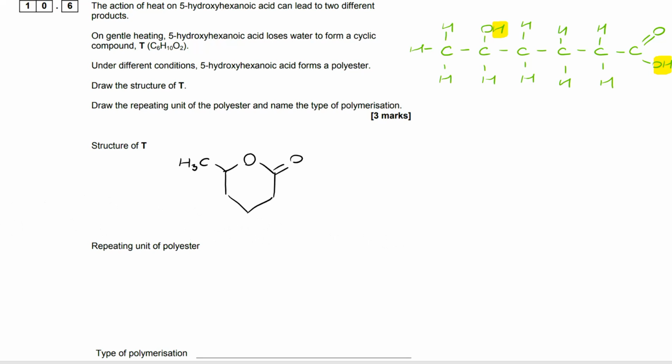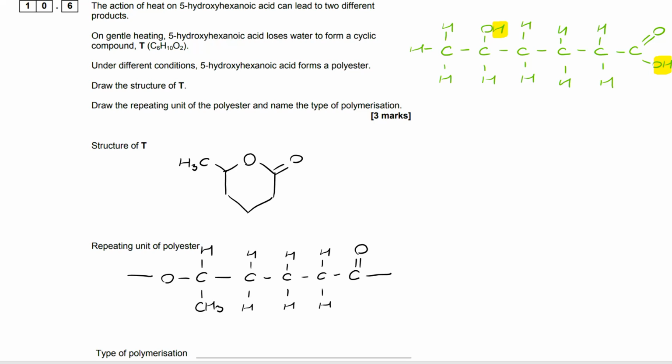When we move on to the repeating unit of the polyester, again, we've got to really think about how we're going to draw this out. Similar idea, except here, the OH is going to be lost off one monomer, and the H from the OH is going to be lost off another monomer. So I end up with this structure. I've got my C double bond O, I've got my bond going off, ready to join the other one, and I've rejigged where I've actually put the CH3 and the O, so I can do it in a neat horizontal line. So that's my repeating unit.